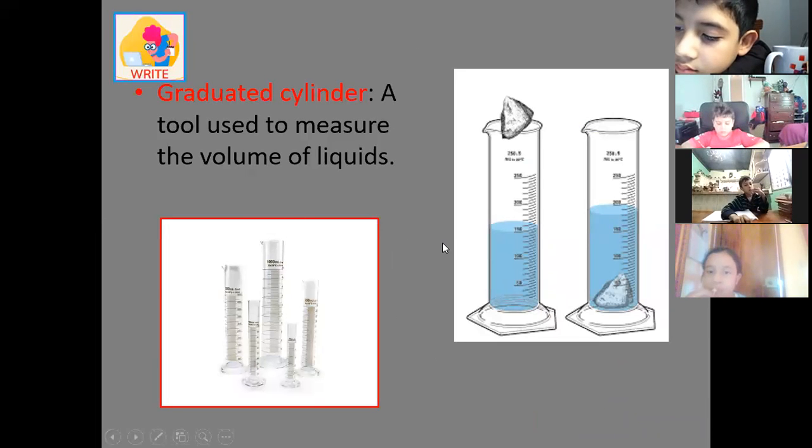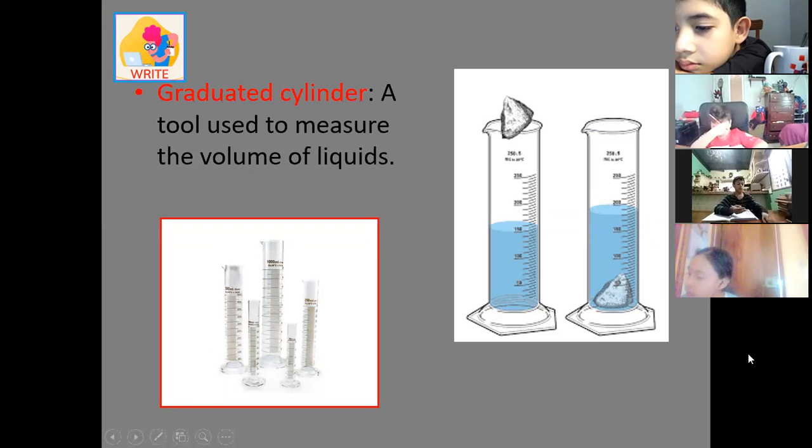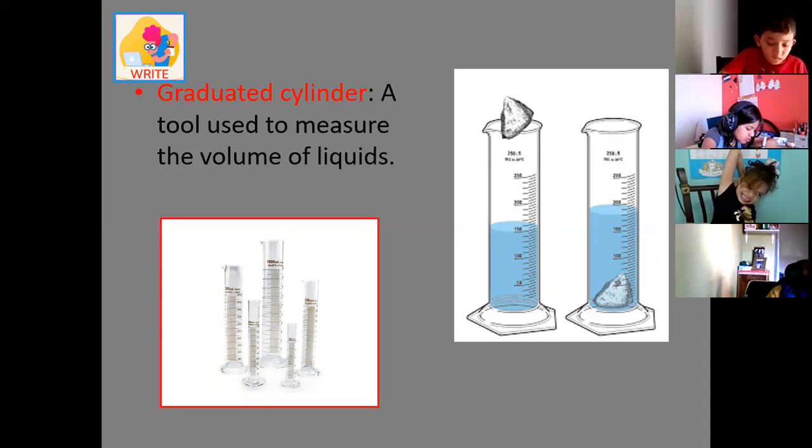Now, what happens if we need to measure an irregular solid like that rock? We need a different instrument. We cannot measure it using a ruler. We need a graduated cylinder. There is a variety of sizes, because the objects that need to be measured are not the same size.